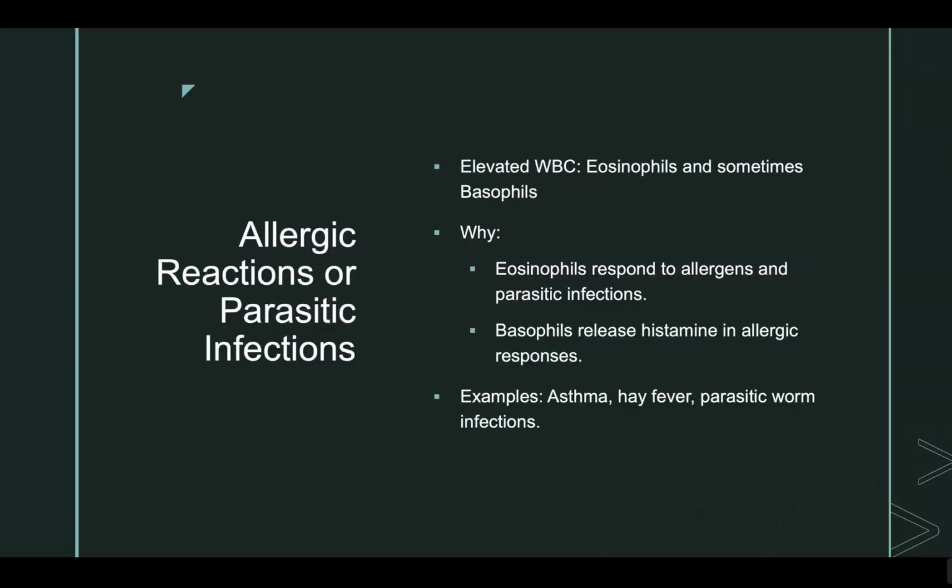In parasitic infection or allergic reaction, you would find that the eosinophil and sometimes the basophil are elevated because they help fight against the allergic reactions and the inflammations. The eosinophil responds to allergens and parasite infection, while the basophil releases histamine in allergic responses. Examples are when we have asthma, hay fever, or parasitic worm infection. You see an elevated eosinophil and sometimes basophil in the white blood cell differential.